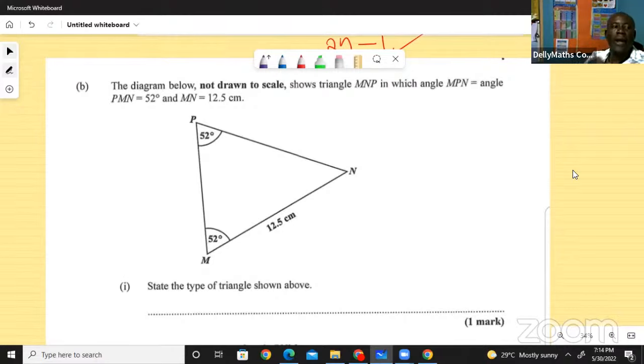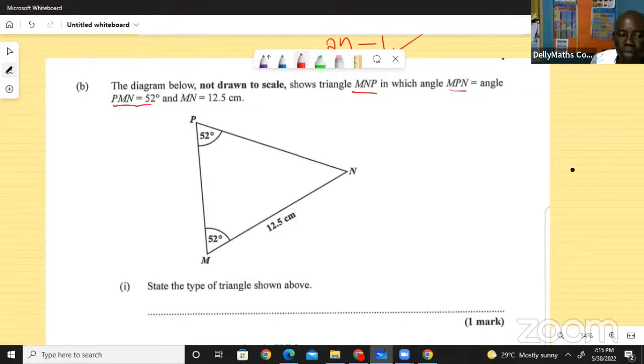Nowadays. All right. So the next question says the diagram below, not drawn to scale, shows the triangle MNP in which the angle MPN equals the angle PMN, which is 52, and MN is 12.5. Sorry about the reading.